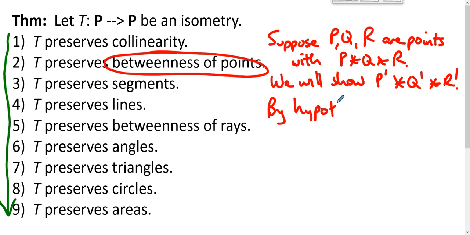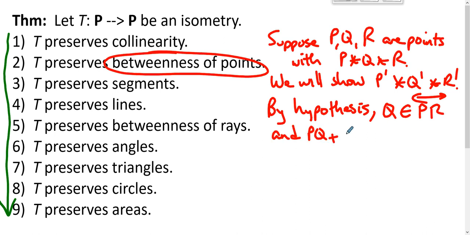By hypothesis, Q is on line PR somewhere. That's what it means for Q to be between P and R. It's got to lie on the line, and PQ plus QR is PR. This is the hypothesis. That's what this means. Well, what do we know about T? We know that T is an isometry, and we know that it preserves collinearity because T is an isometry.